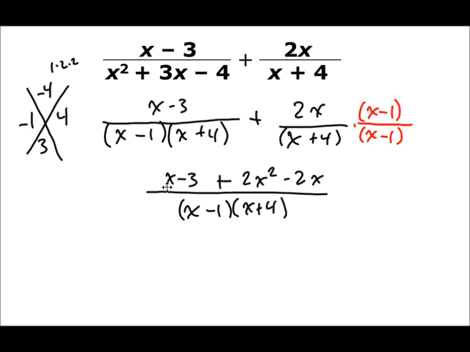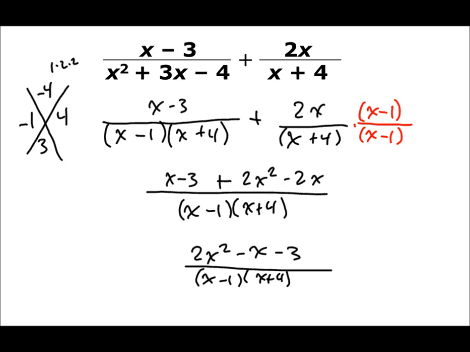And I'm also going to rewrite it in standard form. So I've got my descending powers of x. I'm going to start with a 2x squared, and then I'm going to have a minus a single x, right? Because negative 2 plus 1 is a minus x, and then minus 3. And all of this is over x minus 1 times x plus 4.